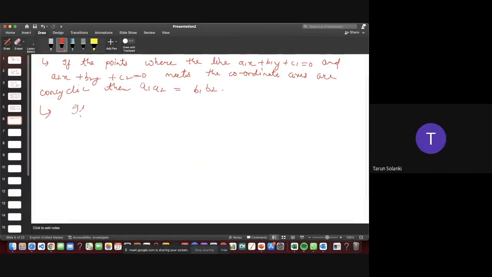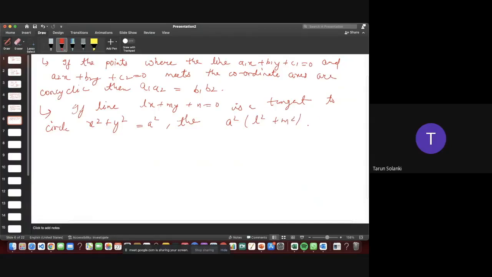Next is, if the line lx plus my plus n is equal to 0 is a tangent to the circle x square plus y square is equal to a square, then a square times l square plus m square is equal to n square.